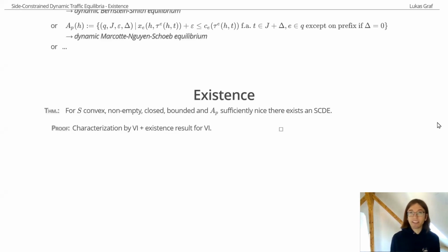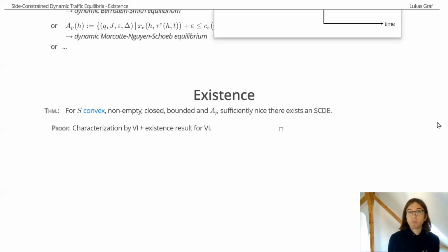So, okay, we have existence. Now the question, of course, is within these types of equilibria we just defined, do they satisfy our assumptions? And there are some that are obvious, right? Non-emptiness, closedness, boundedness is usually not a problem. But the one that can be a problem, or is non-obvious, is convexity. So the question is, if we have, for example, volume constraints, is this set S convex?